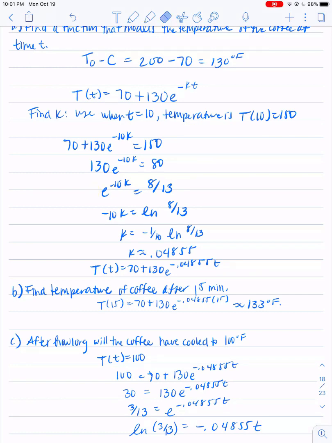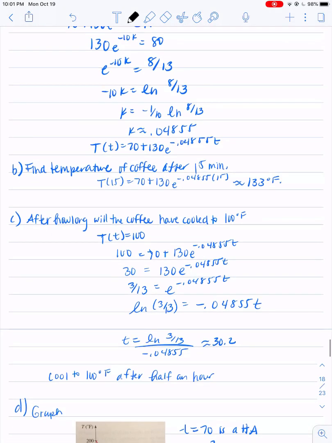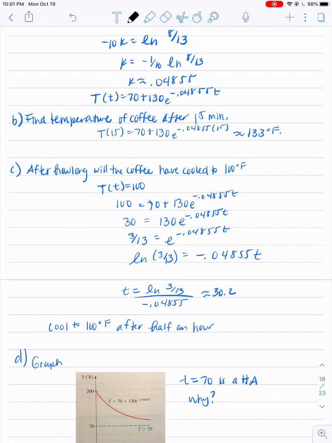So I basically cancel out the e. So I get negative 10k, and then I have natural log 8 over 13. I divide by negative 10. I get k equals negative 1 over 10 natural log 8 over 13, which is approximately 0.04855. So our T(t) is 70 plus 130e to the negative 0.04855t. So now we want to find the temperature of the coffee after 15 minutes. So I just plug in 15 for t, and that's approximately 133 degrees Fahrenheit.